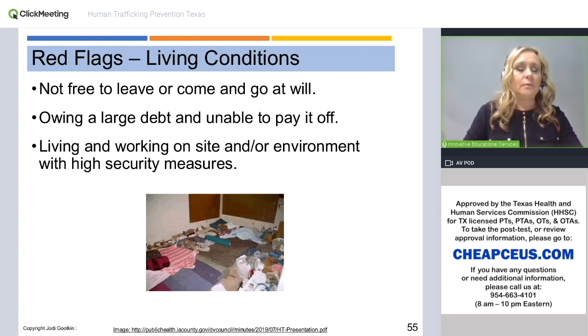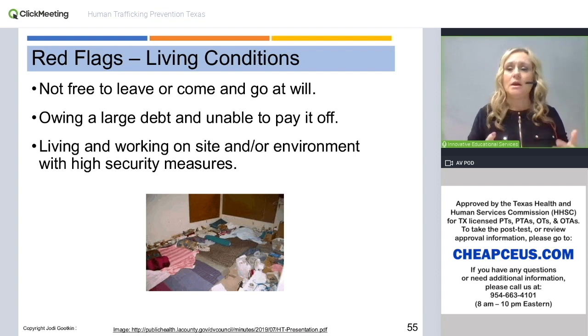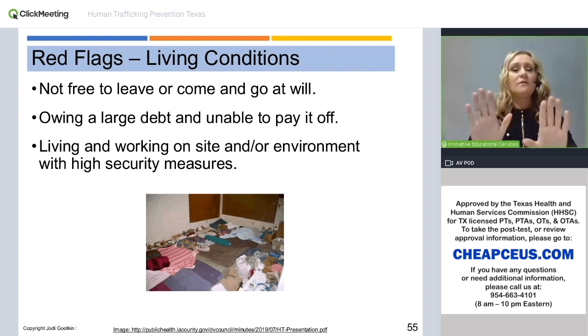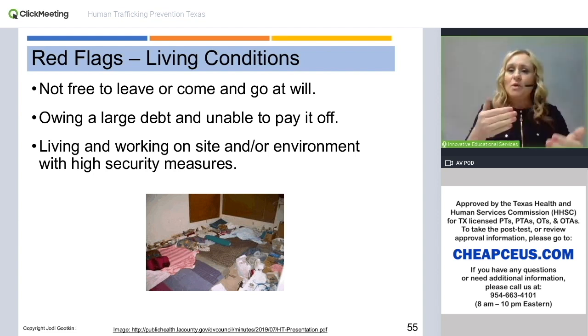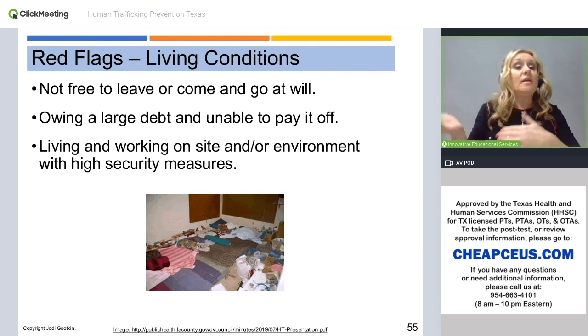What you want to listen for when you're interacting with the individual, or if you're going out into different settings, what you want to look for related to their living conditions is someone who can't come and go on their own, that they're physically brought, often as a group, to the workplace and taken back to their living place, or maybe it's even the same location. If they're in an environment that's high security, dogs, guards, fences, even something that may seem simple where the windows are covered in something opaque, that might be a way of isolating that individual or not letting others see what's going on inside.